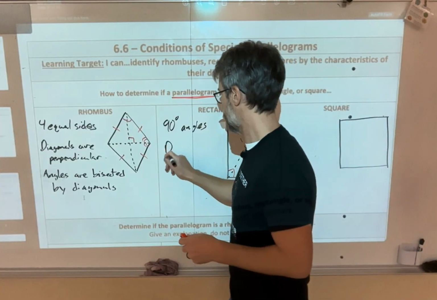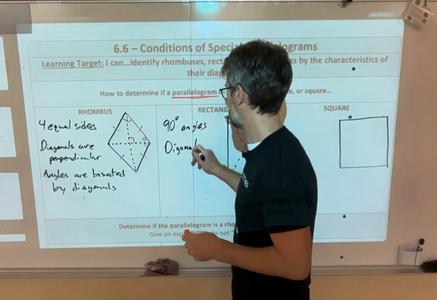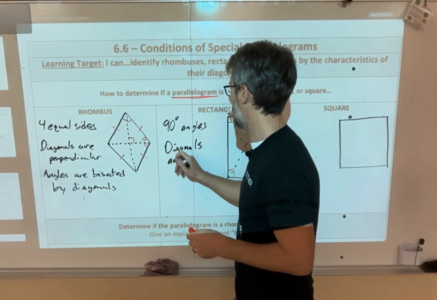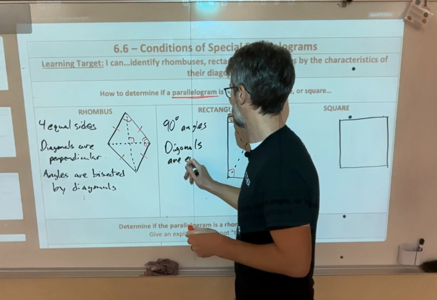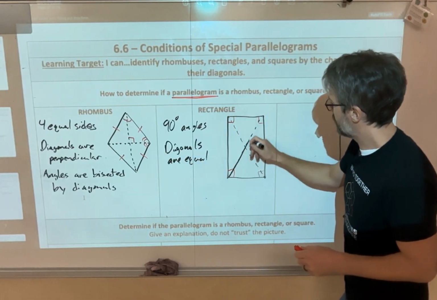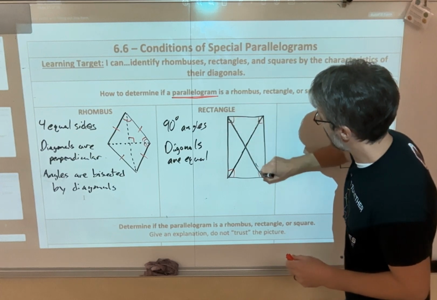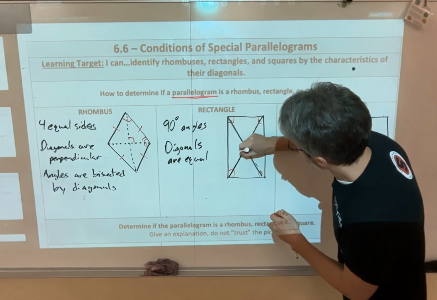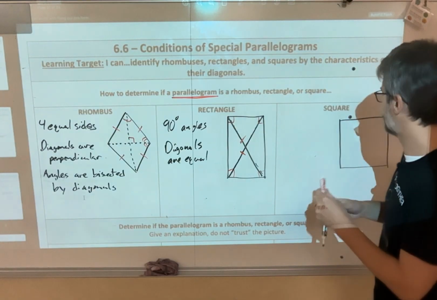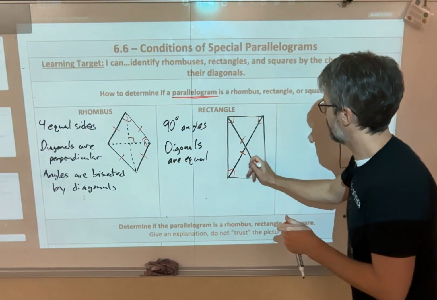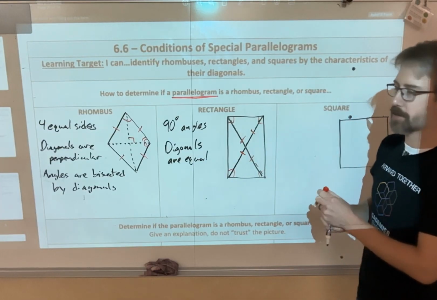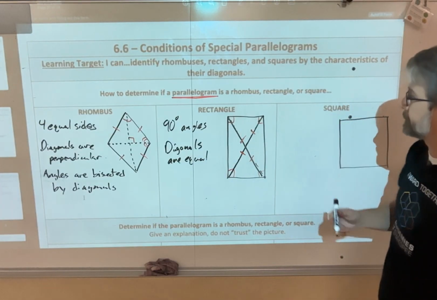So the diagonals are equal. Diagonals, meaning that if we measure across, they are congruent diagonals. That might be a better way to think of it, that all 4 of those parts are all congruent.